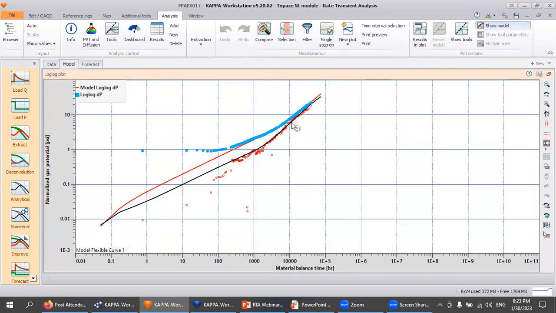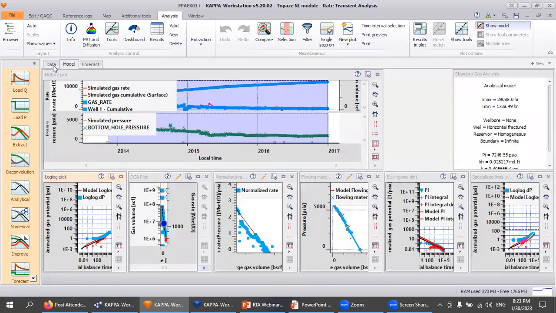So this is the matching of the log-log plot, as you can see. This is the pressure integral and pressure integral derivative, and during the transient or early time data, we have two parallel lines of half slope representing the fracture linear flow. And once you have boundary dominated flow, you will have a complete unit slope straight line. So this is the difference between PTA and RTA.